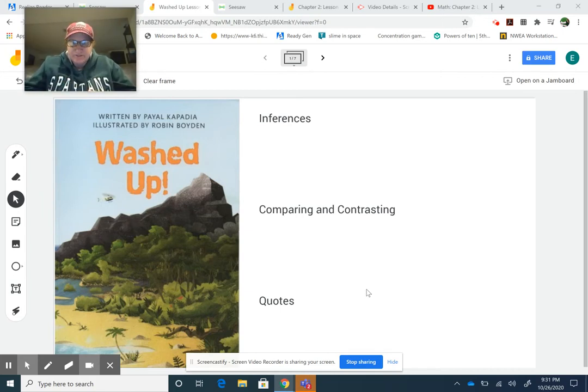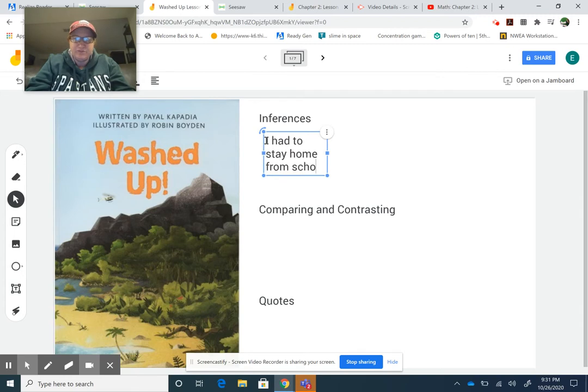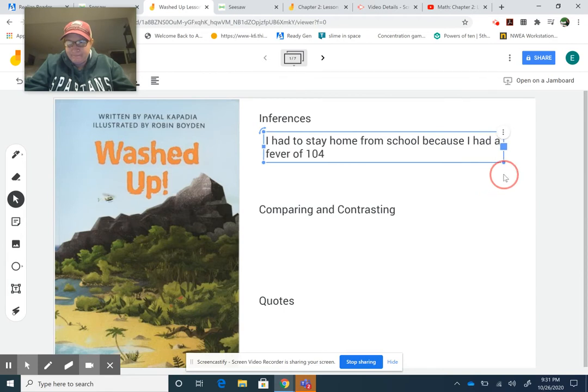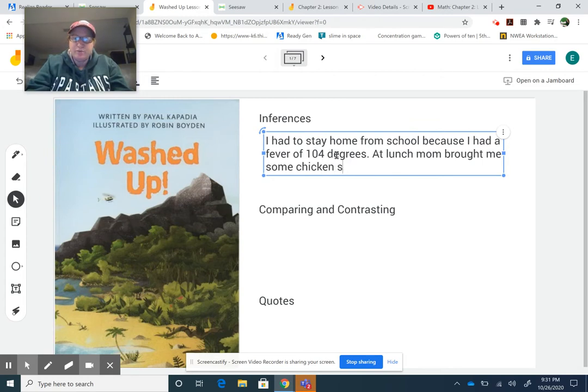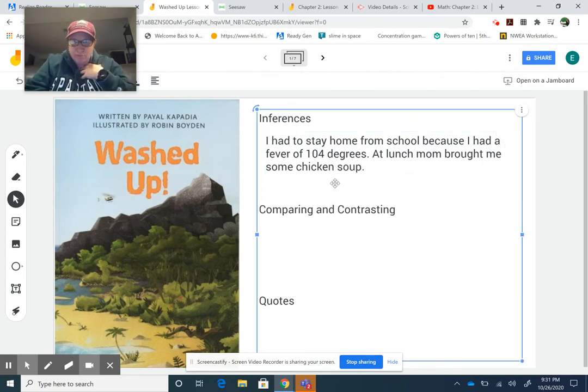And they are inferences. Inferences are when you take your best guess and make a decision based on what you've read. So, for example, if I said I had to stay home from school because I had a fever of 104 degrees. At lunch, Mom brought me some chicken soup. What can you infer about me, the narrator?